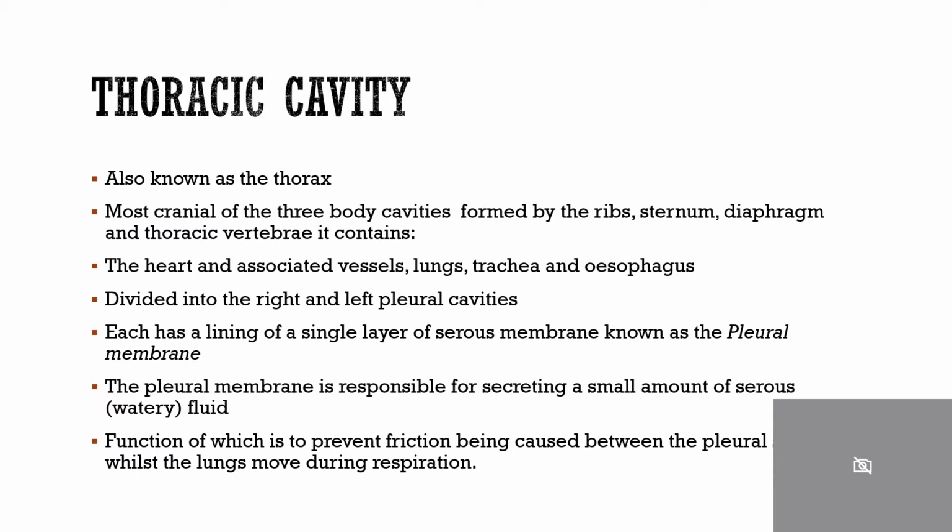Each has a lining of a single layer of serous membrane known as the pleural membrane. The pleural membrane is responsible for secreting a small amount of serous or watery fluid, the function of which is to prevent friction between the pleural surfaces whilst the lungs move during respiration.